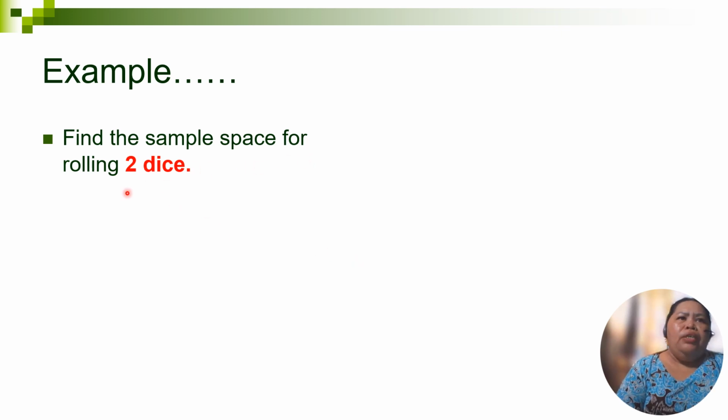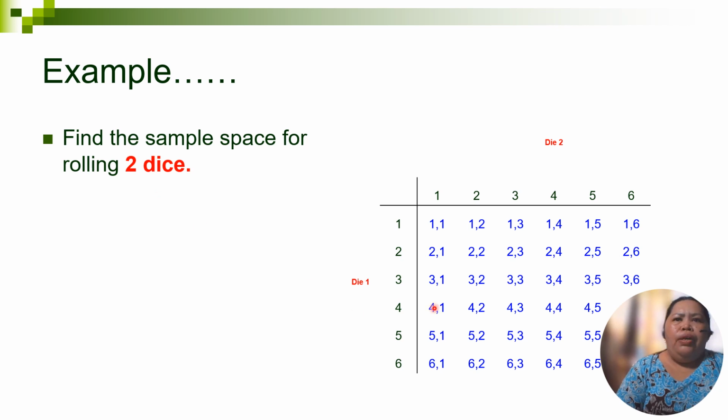Find the sample space for rolling two dice. Okay, so we have here die 1 and die 2. So these are the sample space: 1,1; 1,2; 1,3; 1,4; okay, and so forth. But the whole thing you have to do with a partner.